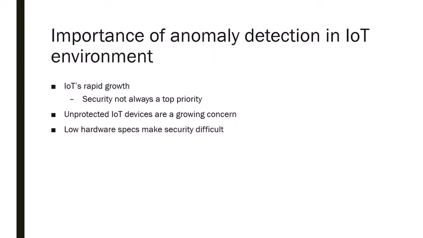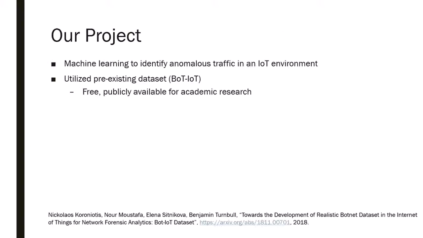The importance of anomaly detection in IoT environments has grown rapidly as the IoT industry has grown. Because of all of the competition within this industry, a lot of companies are doing whatever they can to release their product before others do, and as a result, security is not always a top priority. Because of this, unprotected IoT devices are a growing concern because there are more of them out there as the industry grows. And the low hardware specs of these devices make security more difficult, in the sense that you can't just put anti-malware or antivirus software directly on these devices.